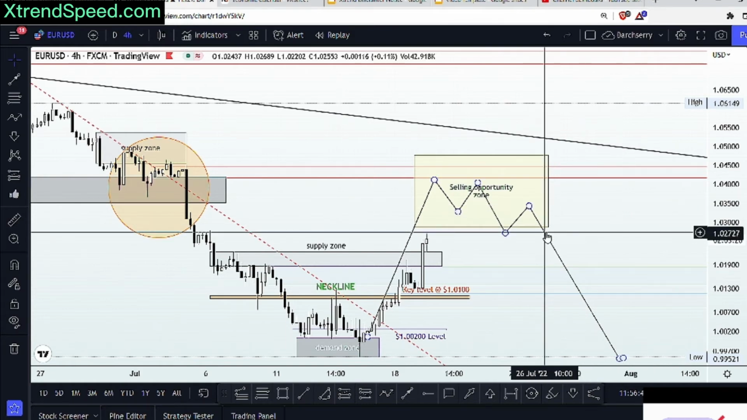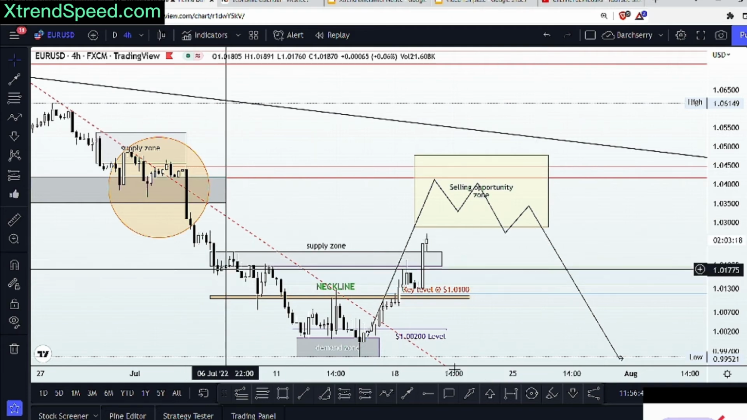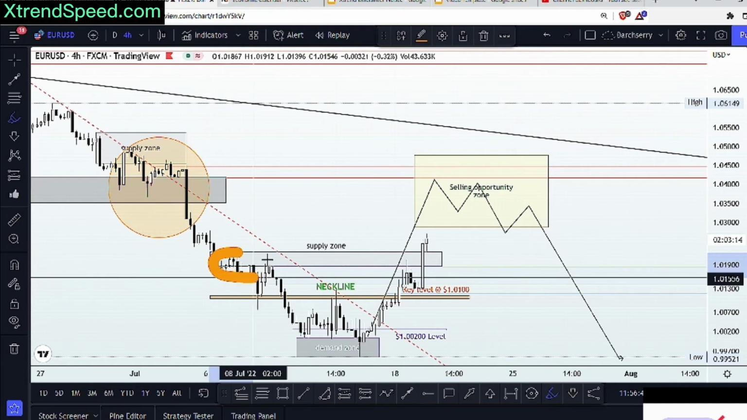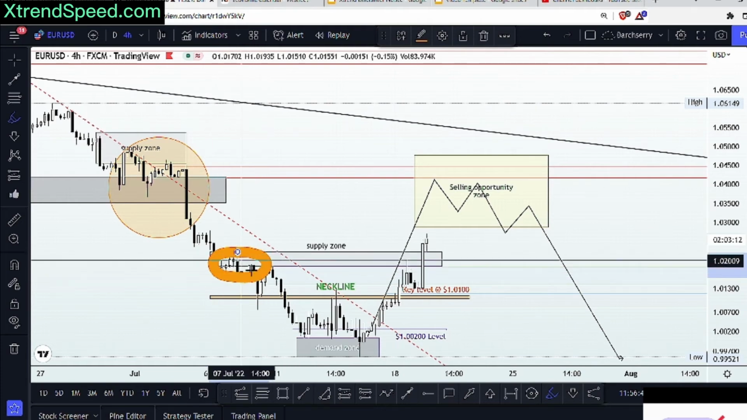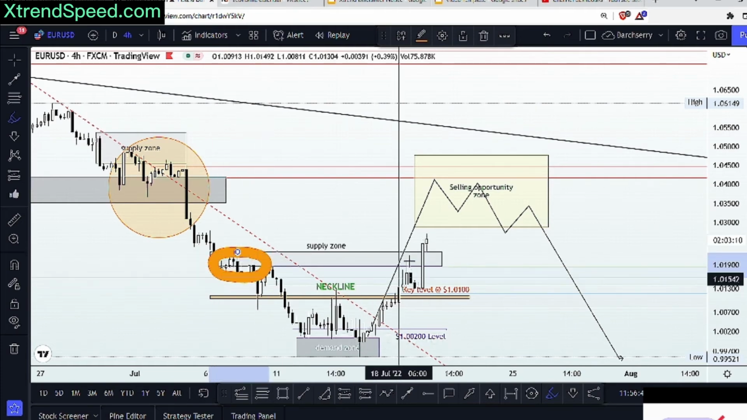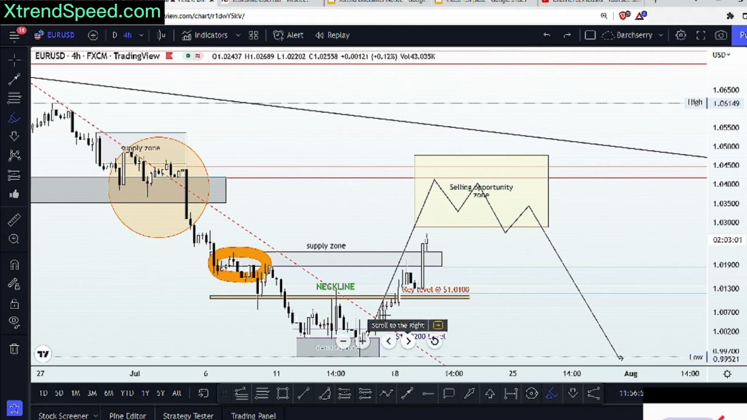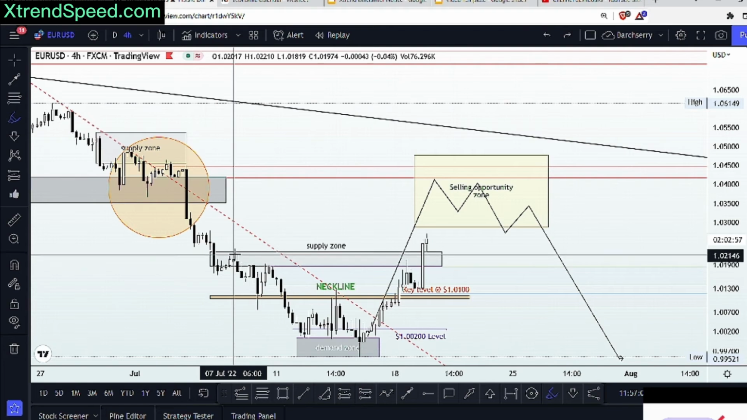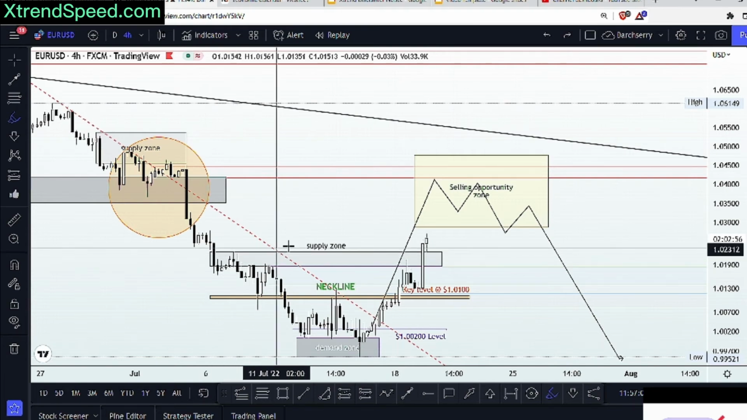So now the other perspective is this. Remember, this area has been a selling opportunity zone, and this one I want to explain here is for scalpers, those who like taking trades on lower time frame. So this other perspective, you see that this area has been a selling niche for participants in the market, and that is why I was able to identify this level at 1.01900 and 1.0200 area as a supply zone.